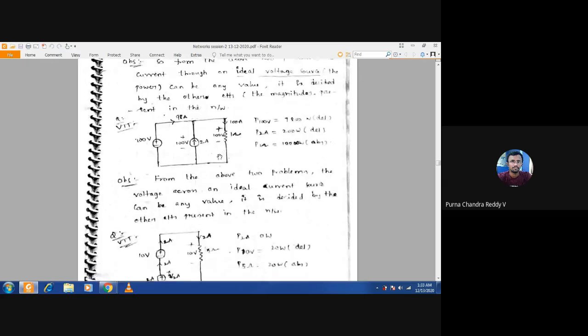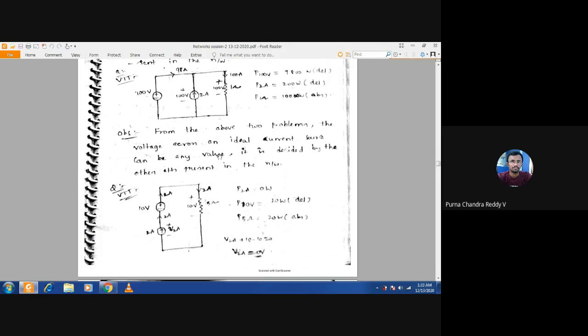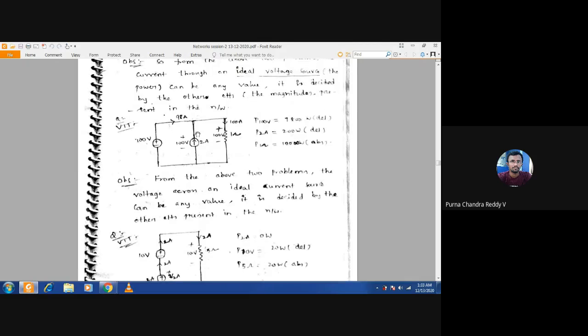In this case, the current flowing through this ideal voltage source, you can't directly decide. That will be decided by the current flowing through the remaining elements, or you can say it is decided by the remaining elements present in that network or circuit. Is that okay? So the voltage across an ideal current source is the same thing the other way.